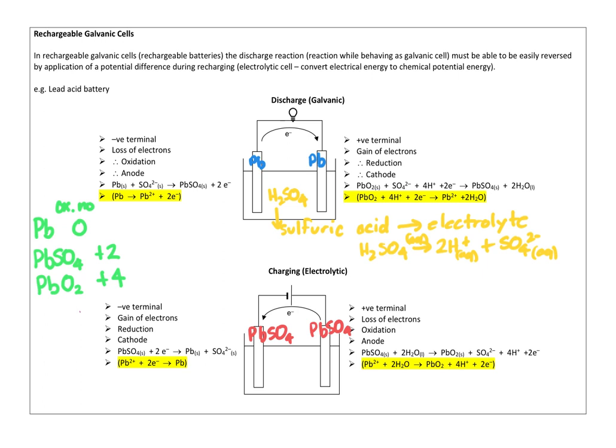So let's go to the negative terminal, if you like. So what happens at the negative terminal is when we charge this, we're basically pushing electrons into the circuit. So we get the gain of electrons. So gain of electrons is reduction. So therefore it's the cathode. So what happens is that lead sulfate, which is the lead with the +2 oxidation state, gains electrons and forms lead metal, and we get sulfate ions as well.